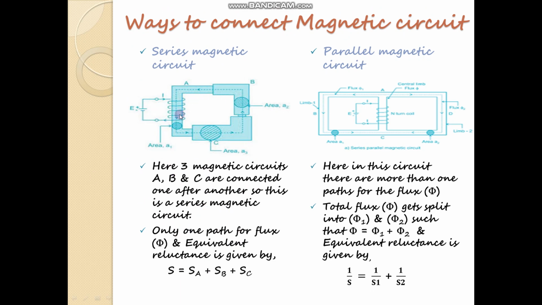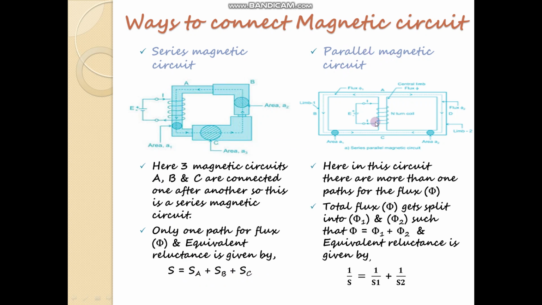In series magnetic circuit, here the three magnetic circuits A, B and C are connected one after another, so this is the series magnetic circuit. And like series electric circuit, there is only one path for the flux, and equivalent reluctance is given by S equals SA plus SB plus SC. SA, SB and SC are the reluctances of part A, B and C.